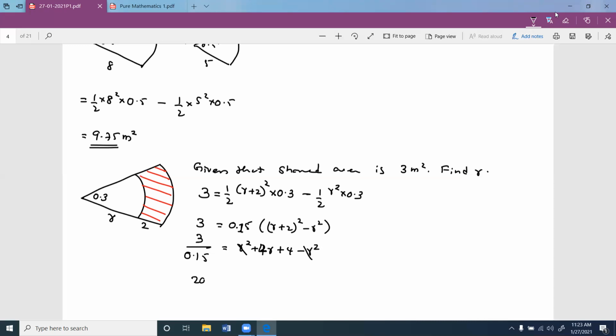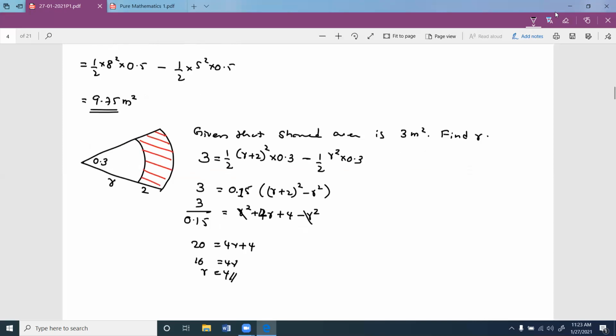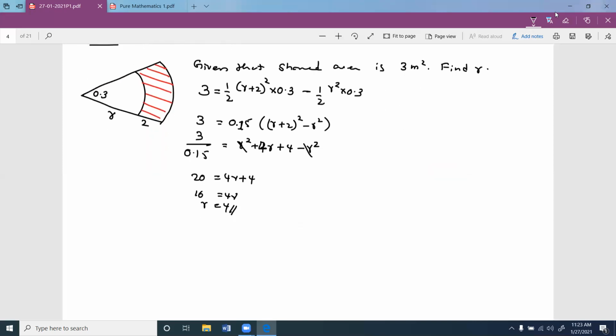Then you get 20 is equal to 4r plus 4. Then you get 4r equals 16. Therefore, r is equal to 4. Radius of this arc segment becomes 4 meters. That's a way of getting this kind of a question. Right? Okay. That's what you can do in this kind of situation.